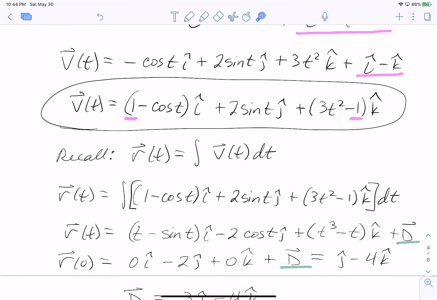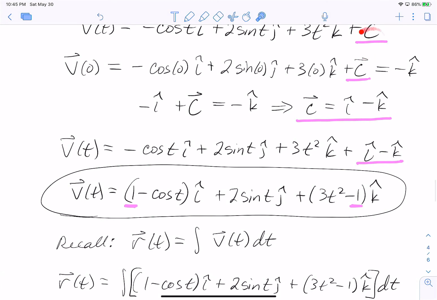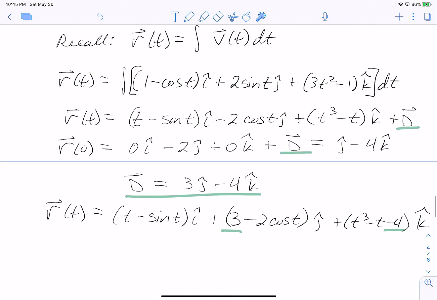Recalling that r is the antiderivative of v, r(t) is going to be the integral of (1 - cos(t))i + 2sin(t)j + (3t² - 1)k dt. So r(t) is equal to (t - sin(t))i - 2cos(t)j + (t³ - t)k plus our constant vector of integration, which I'm going to call d because we already used c in the previous step. I don't want to reuse a variable there. It's not just that I don't want to, it's actually wrong to reuse the variable there.